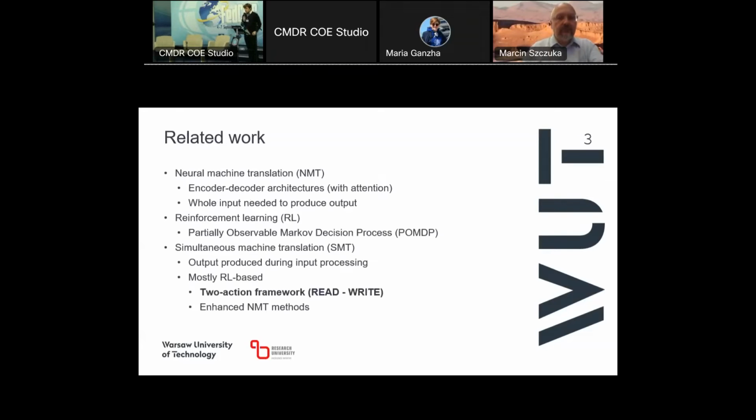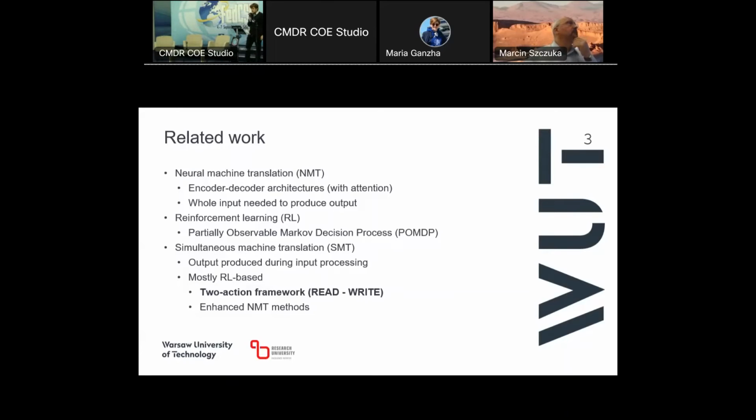So, when it comes to related work, we have three main areas. The first one is neural machine translation, which processes input sequences and tries to translate them to output sequences. In this area, we have mostly encoder-decoder architectures, sometimes with attention, at which transformers are state of the art right now. This method requires the whole input to be processed by the architecture in order to produce output.